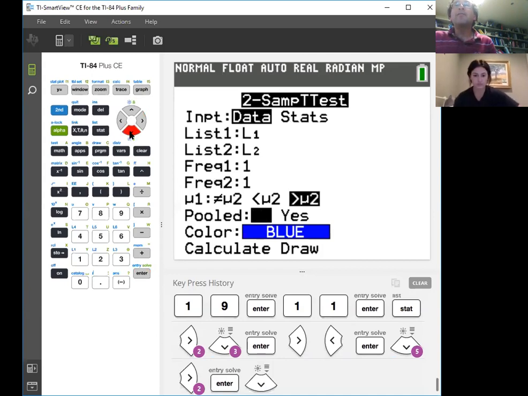For our class, pooled will always be no. There are some technical details where sometimes you can pool, but in my own consulting work, I've never been able to pool anything. So I don't teach it because I don't think it's very important. Hopefully you guys are okay with that. So just remember, pooled is no. Color, I don't care.